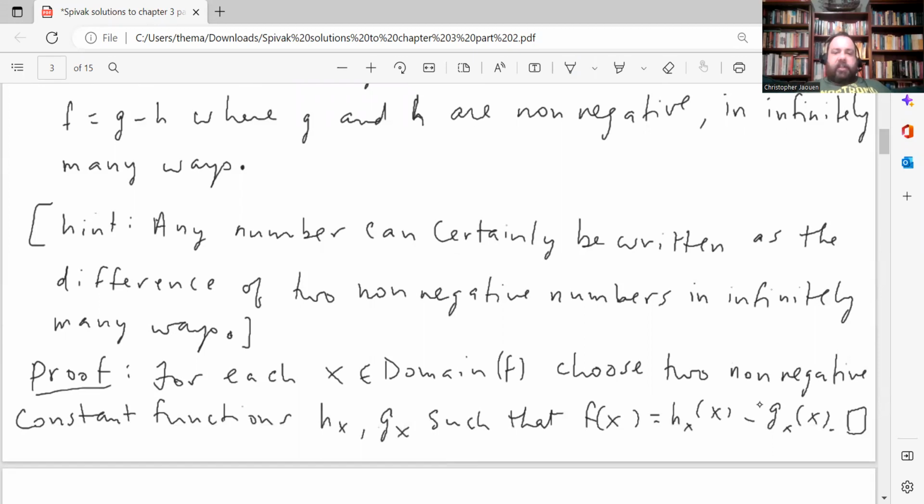So for each x in the domain of f, choose 2 non-negative constant functions, h(x) and g(x), such that f(x) is equal to g(x) minus h(x). So in other words, you define f in this piecewise way, where all of the functions that you're taking the difference of are constant and non-negative. So you're just using that fact about numbers that you can do that. And since there's an infinite number of ways to do that with numbers, that means that there's an infinite number of ways to do this for any function f. All right, so that's part B.